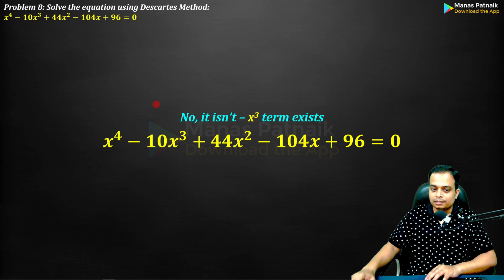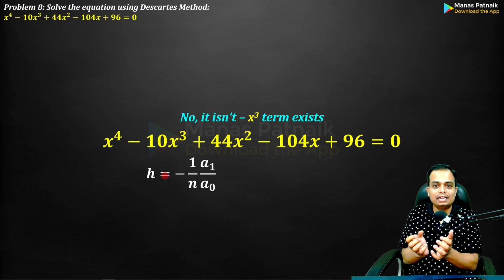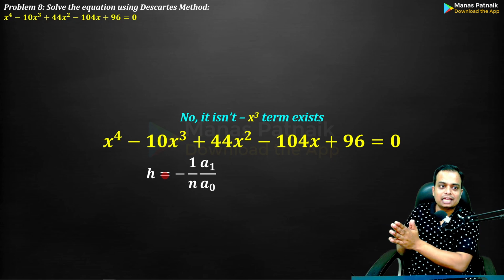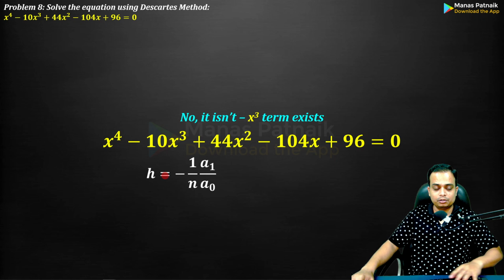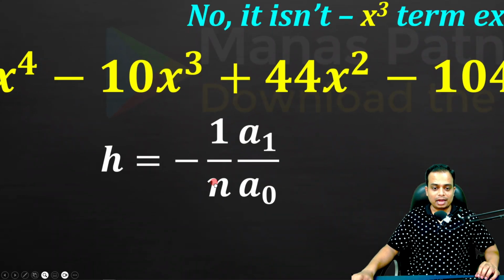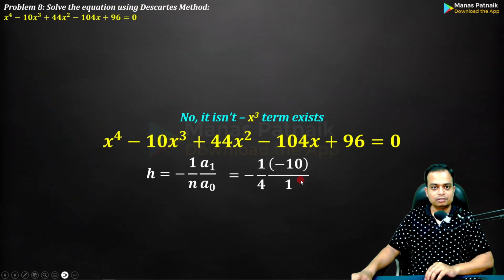How do you find h? This is the formula for h. And by the way, all of these things have been explained in detail in my previous videos on transformation, as well as in the examples involving the Descartes technique. Sir, the value of n is the degree of the algebraic equation, that is 4. A1 happens to be -10 and A0 is going to be 1, coefficient of x power 4. So let me plug in all of these values.